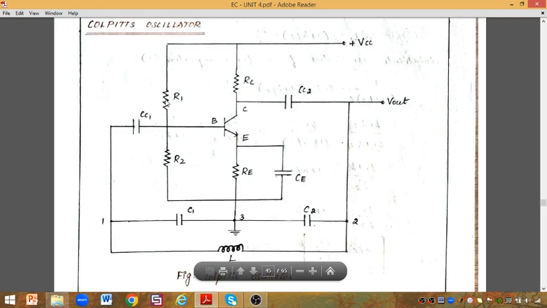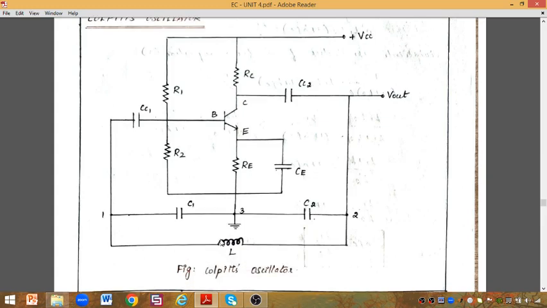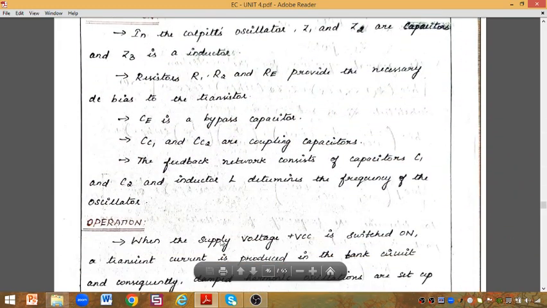So we have resistances R1 and R2 as well as RE, which provide proper DC biasing to the transistor, and we have coupling capacitors CC1 and CC2, an emitter bypass capacitance, and the feedback network consisting of the capacitance C1, capacitance C2 as well as the inductor L. So the feedback network consists of capacitances C1 and C2 and inductor L, which determines the frequency of the oscillator.